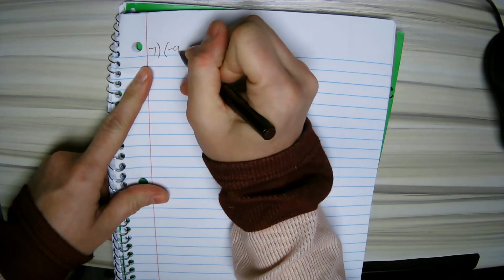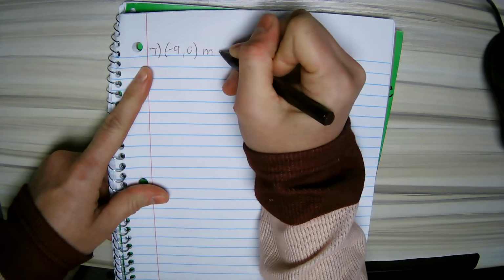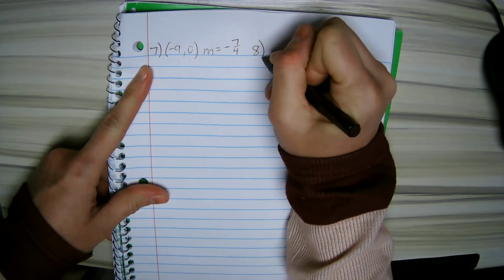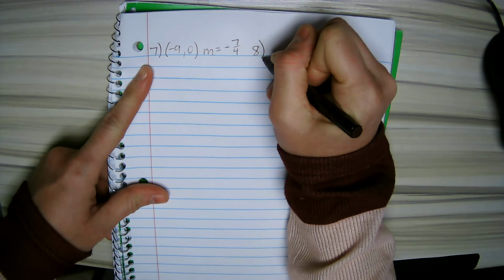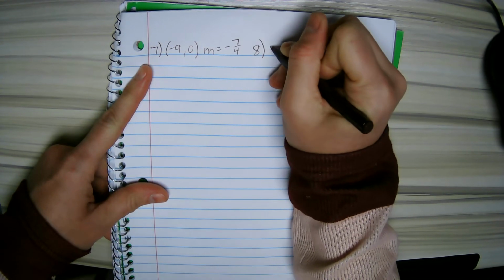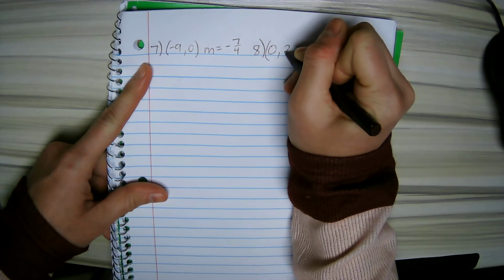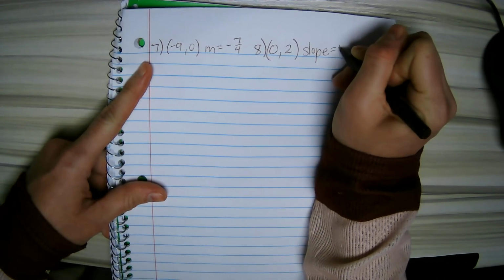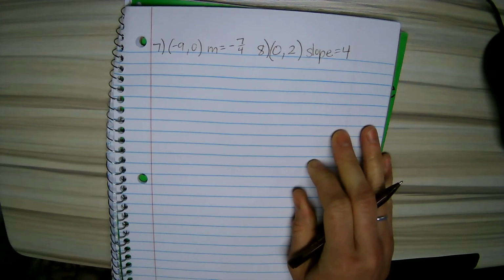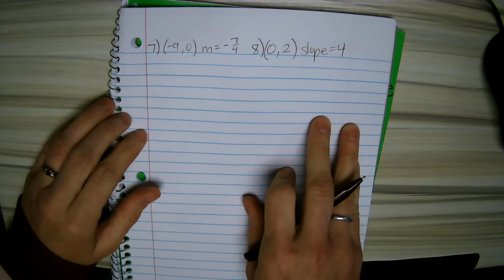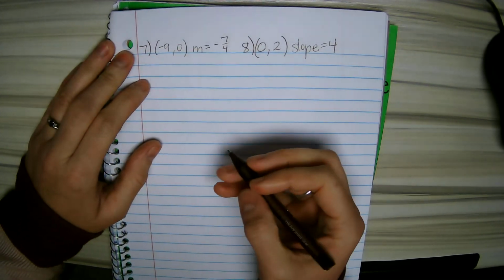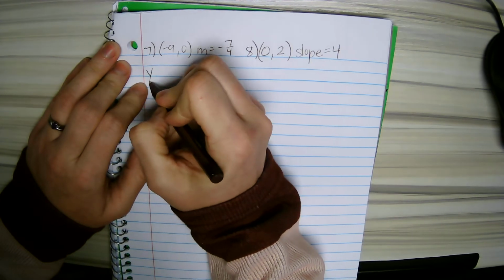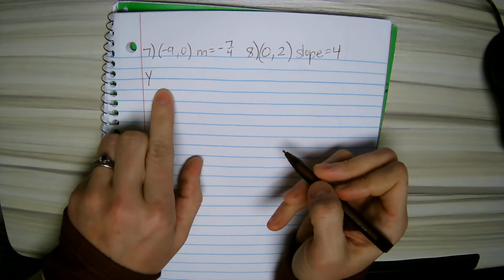-9, with a slope of -7/4. And how about 0, 2 with a slope of 4. Go ahead and pause your video and try writing a couple equations in point-slope form. So y minus 0 would just be y.